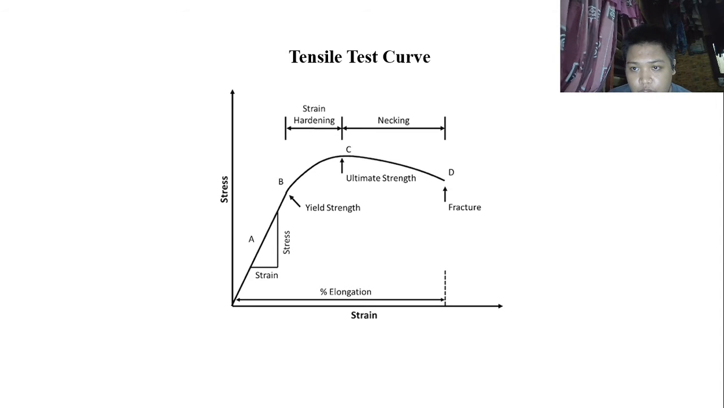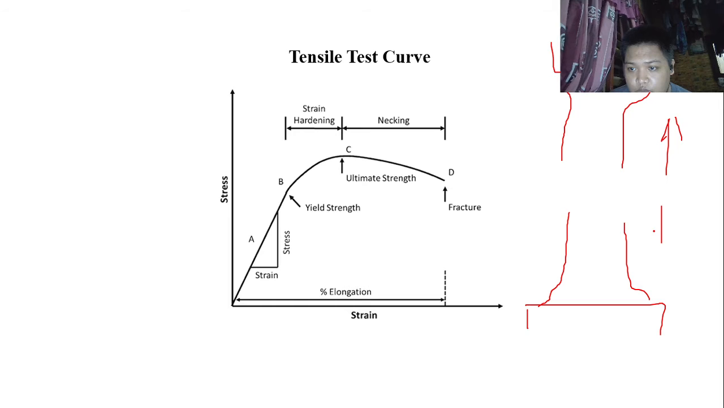So this is the material that was getting tested earlier, and then there's upward force and downward force. As the force is affecting the material, it leads to necking. The material is getting smaller in the middlemost part, and it will eventually lead to fracture. The material breaks in the middle.